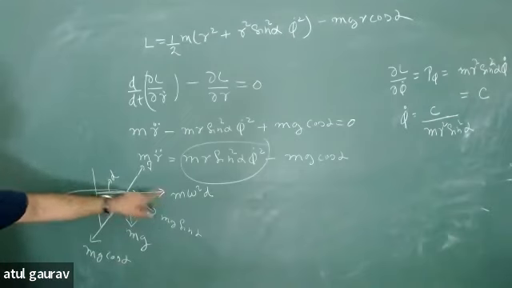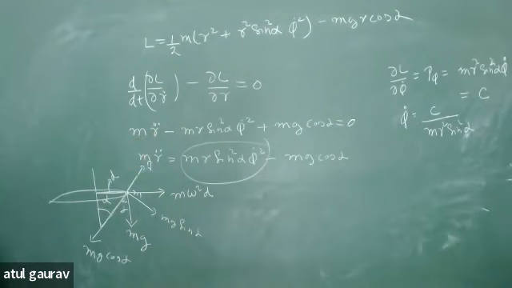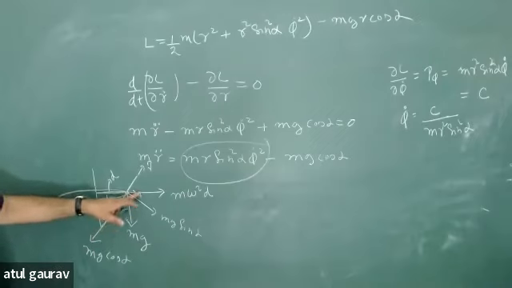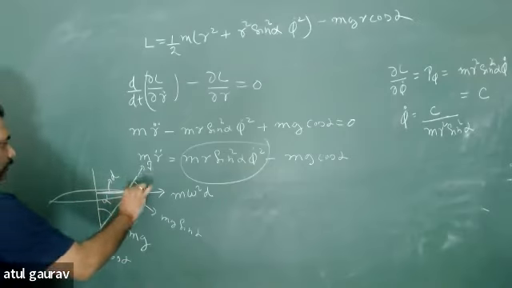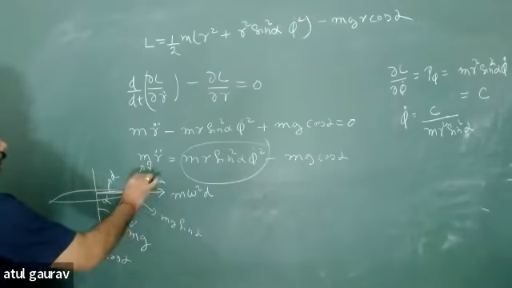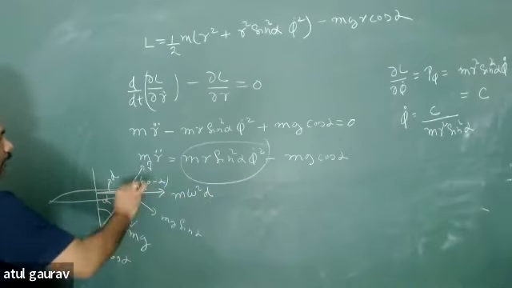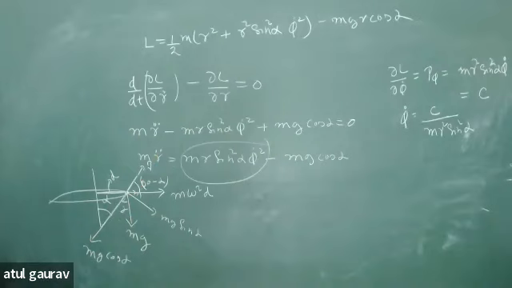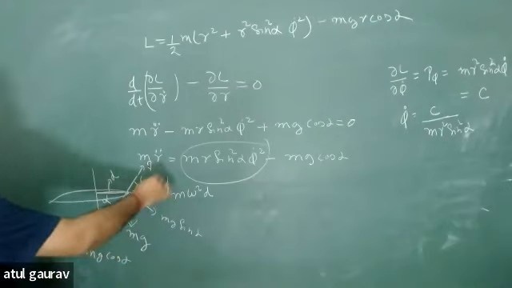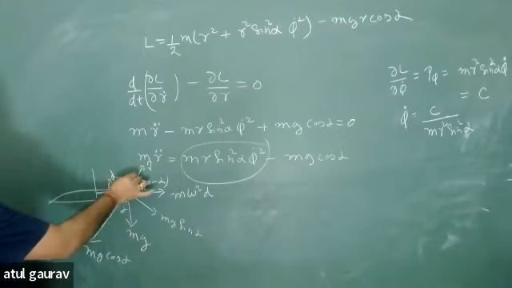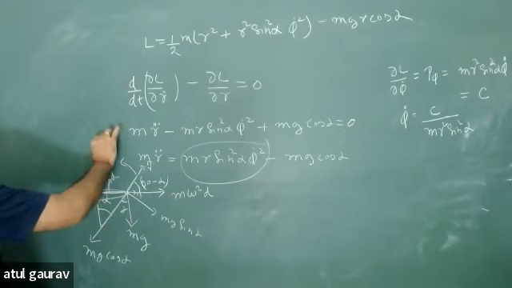Now take the component of this into the r direction. What will it be? This angle is alpha. This is 90. So this angle is what? 90 minus alpha. So what will be the component of this along this direction? That value is m omega square d cos (90 minus alpha). So this value is basically m omega square d cos (90 minus alpha), which is equal to what?